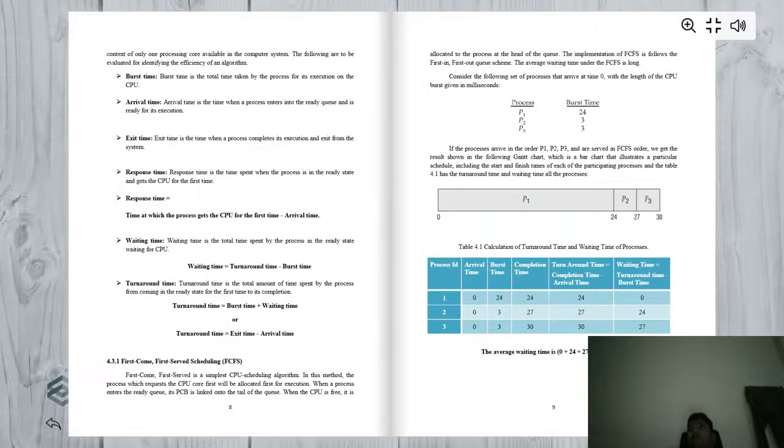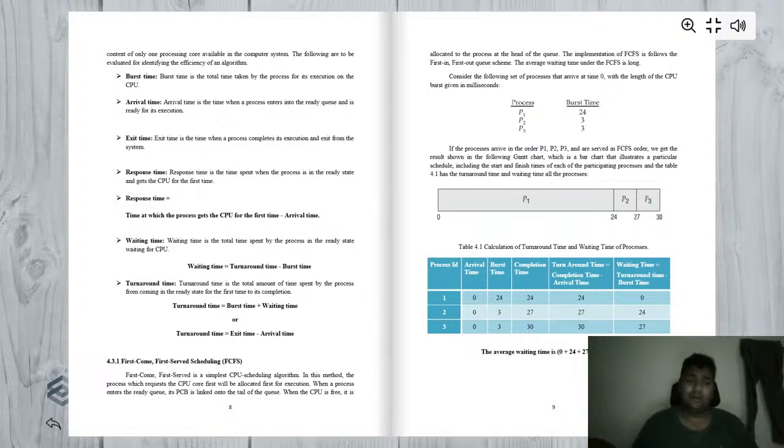Okay. Today we will be seeing scheduling algorithms in unit 4. Okay. First we'll understand scheduling algorithms. We will see first come, first served scheduling. Listen, I'll explain in simple English. You can understand better.